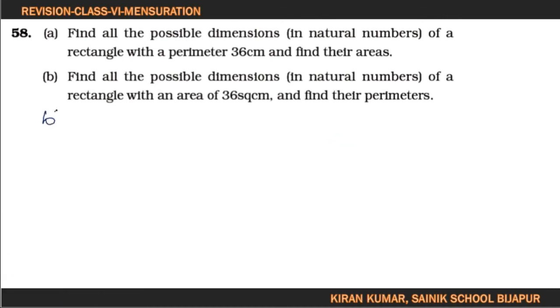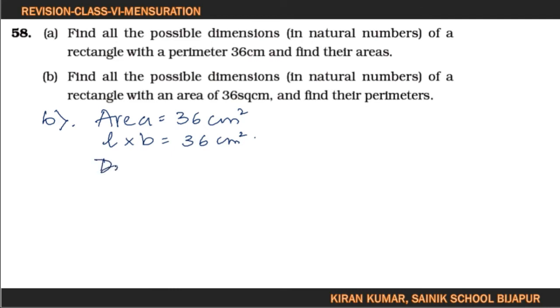Let's answer the second part. They have given the area to be equal to 36 square centimeter. We all know length times breadth is 36 centimeter square. We'll find out the possible perimeters. When the dimensions are 1 and 36, the perimeter will become equal to 2 times 1 plus 36, which is 74.